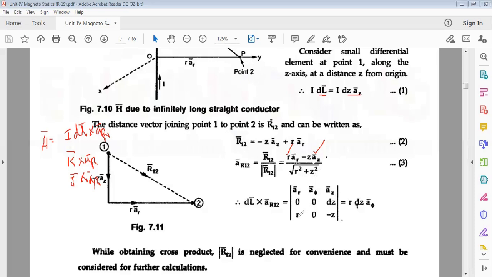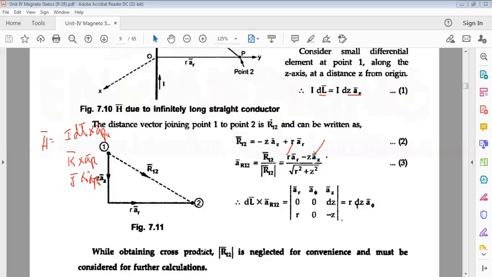And here dz into R is a minus actually. For the second term also, you can take the minus. Minus into minus is a plus. So Aφ into R into dz. Similarly, for the AZ bar all the terms are 0. So what matters? dL bar cross AR bar is equal to R dz Aφ bar.